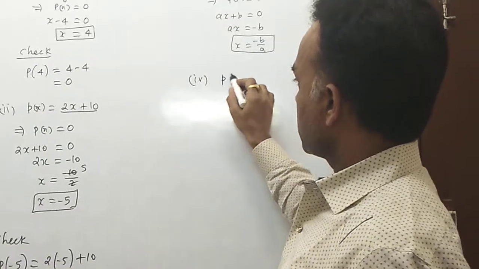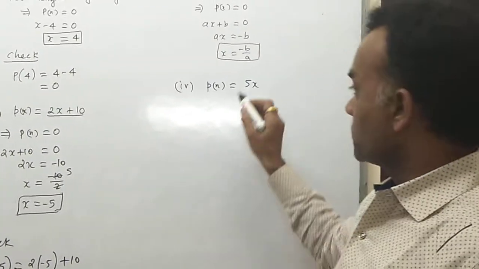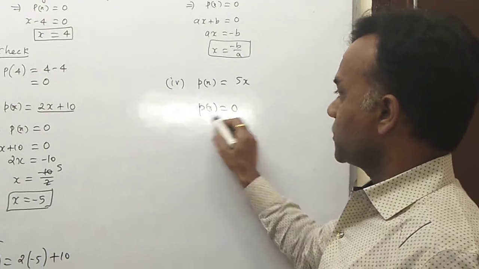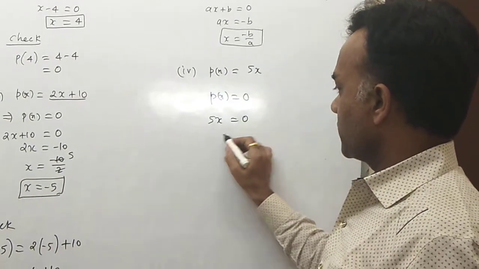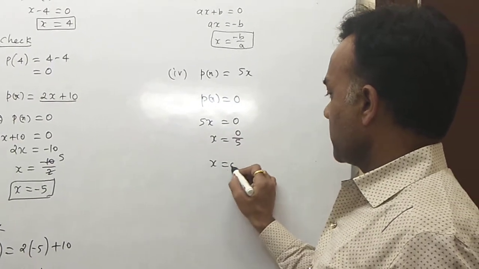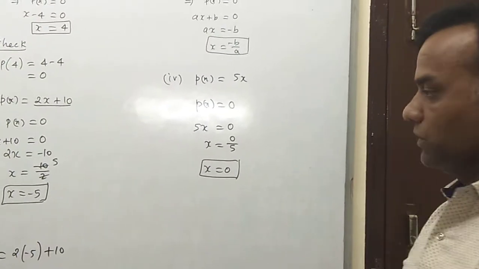P of x is 5x here. This is a monomial because you have a single term. For finding the zero of the polynomial, you put p of x equal to 0. So now we have 5x equal to 0, then x equal to 0 by 5. So x equal to 0. So now here you got the zero of this polynomial as 0.